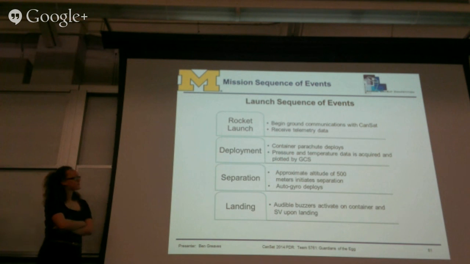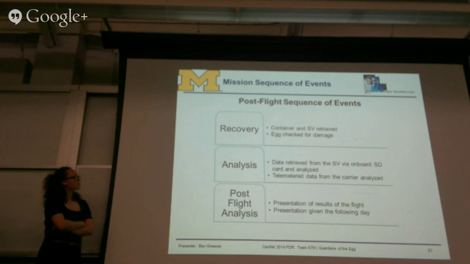The deployment of the parachute as the CanSat scientific vehicle drops out, we'll make sure that the data is being provided by the software. The separation and having the auto gyro deployed, and the landing as the buzzer starts. And finally, as we recover, make sure that everything is intact, and make sure that we are able to analyze all the data that we have received, as well as the telemetric data we could carry out and analyze. In the post-flight check, just make sure that we analyze all of our data and put it together in a presentation that will be given.